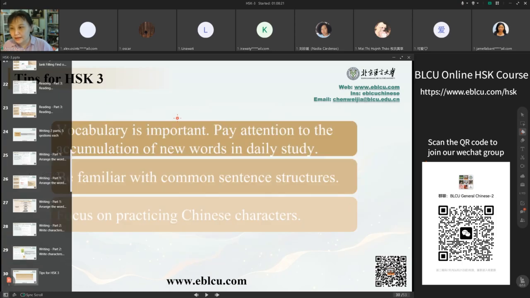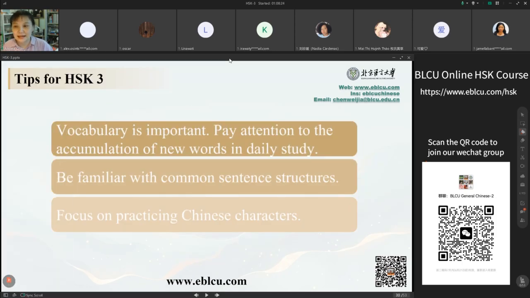All right, then here go my suggestions for HSK3. Vocabulary is important. Pay attention to new words. Remember the new words in daily study. And also you need to be familiar with common sentence structures and common Chinese word order. And also you need to practice Chinese characters.